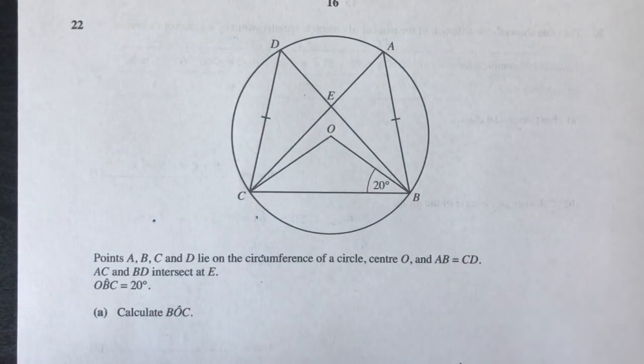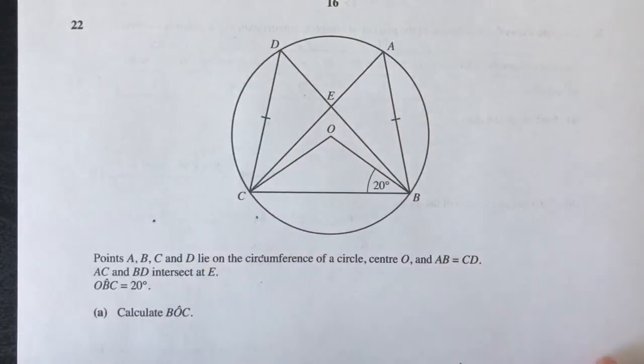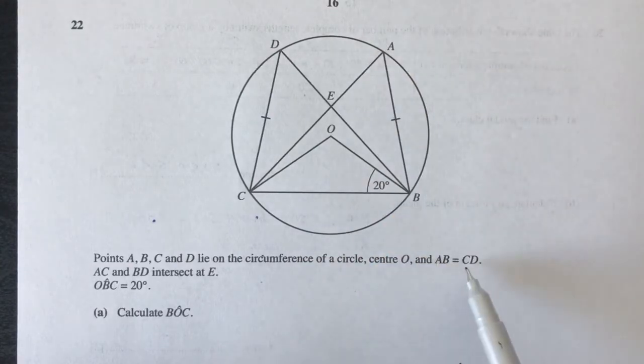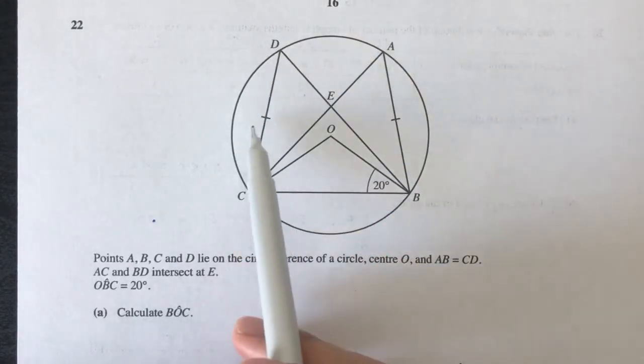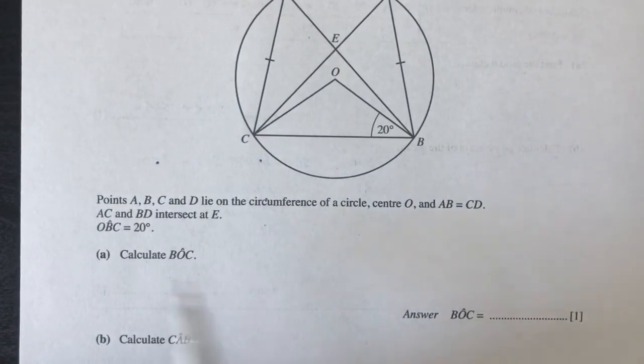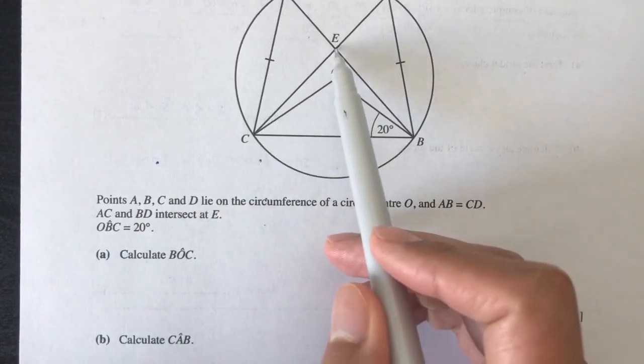Number 22. Points A, B, C, and D lie on the circumference of a circle center O. So points A, B, C, and D lie on the circle center O. We have AB equal to CD. So these two are the same. So now the question we have is, also we have AC and BD intersect at this point.